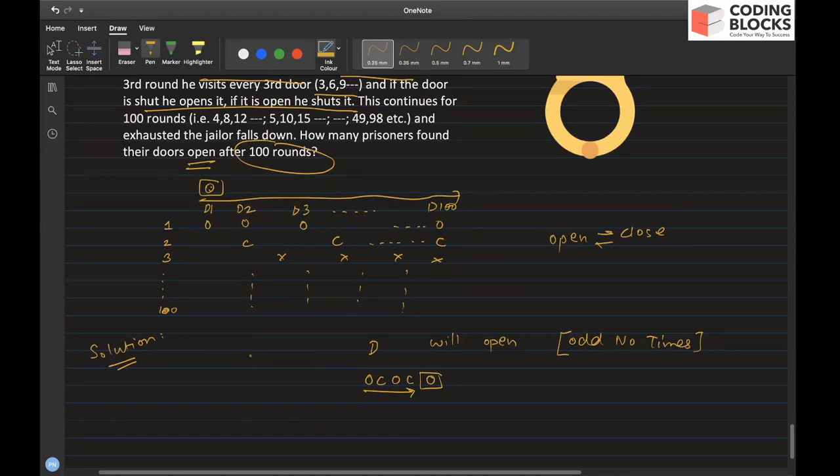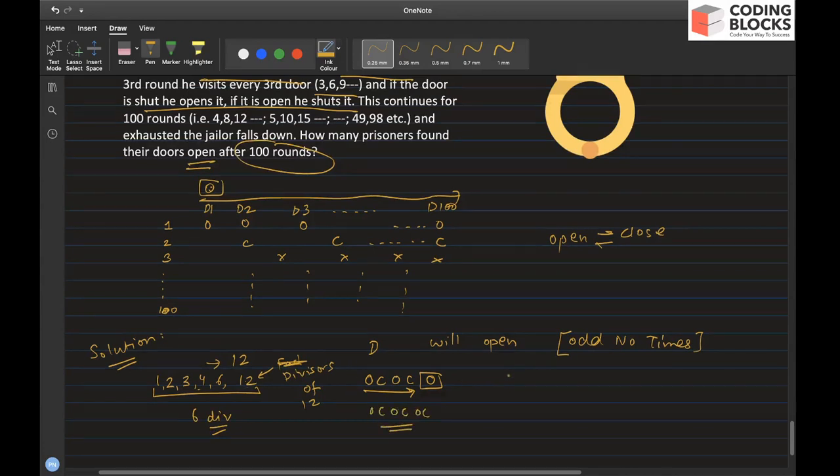So let's talk about door number 12. In what rounds will you come to door number 12? You will come in the first round, second round, third round, fourth round, sixth round, and the 12th round. These are the only rounds in which you will come to door number 12. Clearly we can see these numbers are nothing but the factors, or the divisors, of 12. Since 12 has 6 divisors, the jailer will come to this door 6 times, and it will finally be closed.